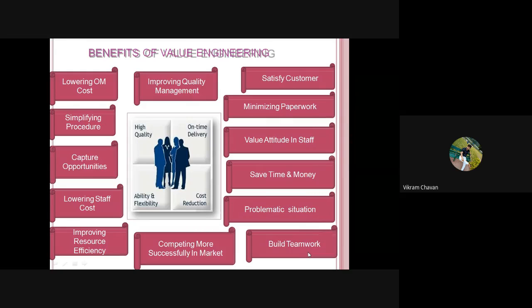Build teamwork. The next one, handling or dealing with the problematic situation. Next one, save time and money.